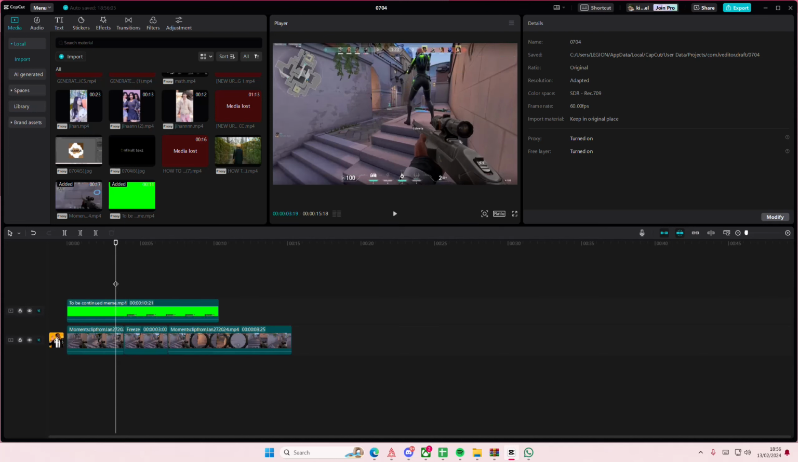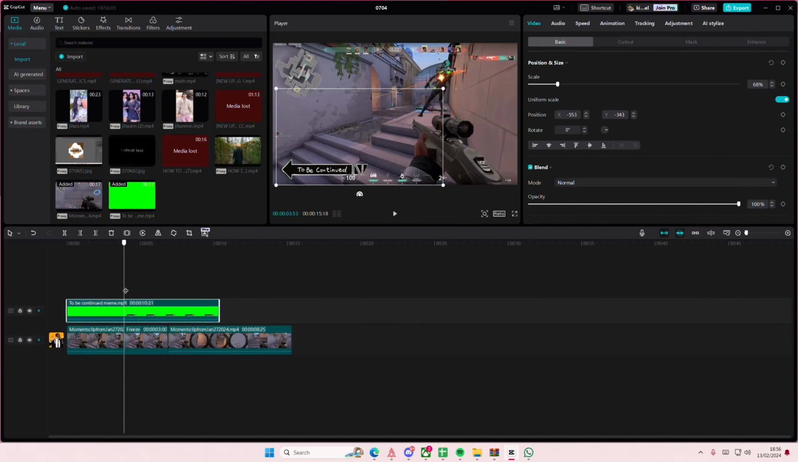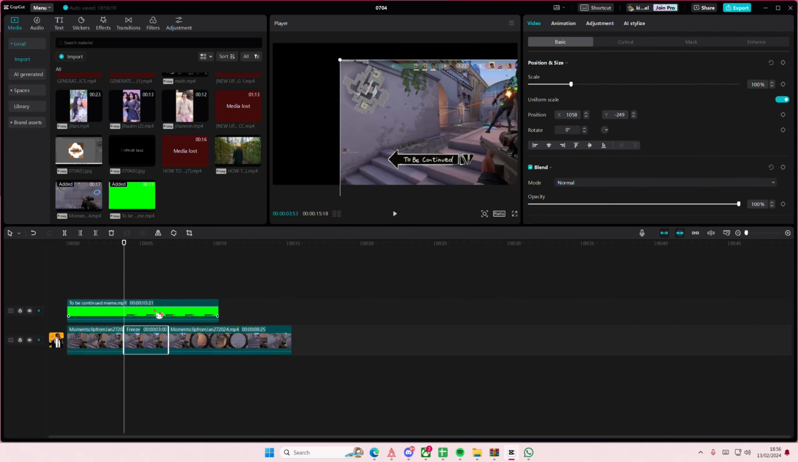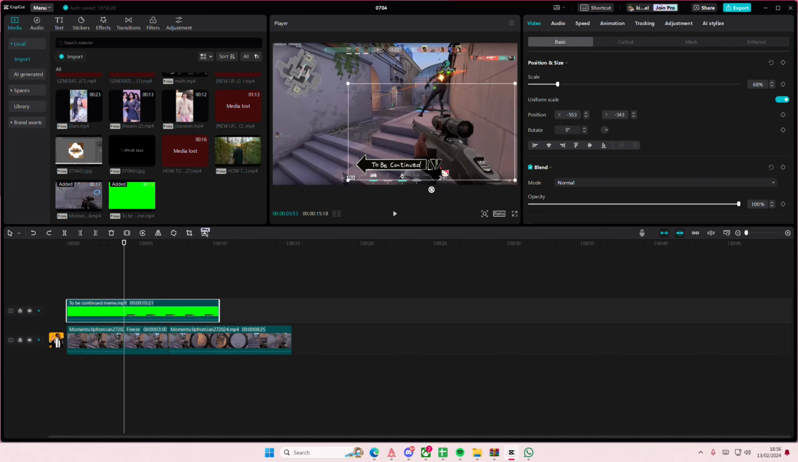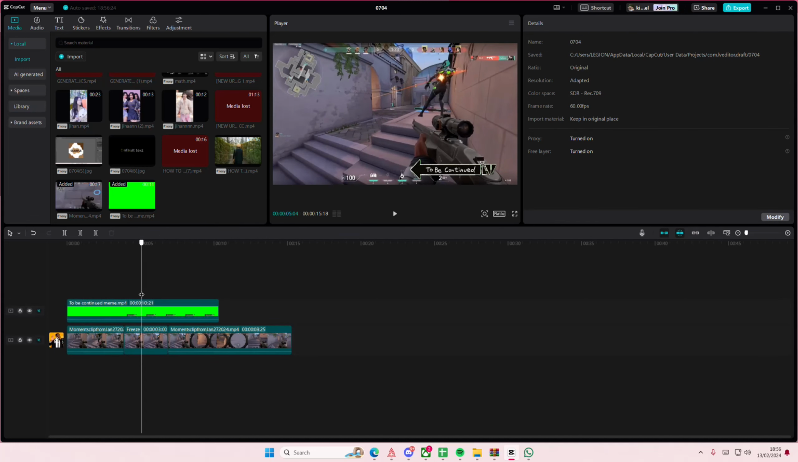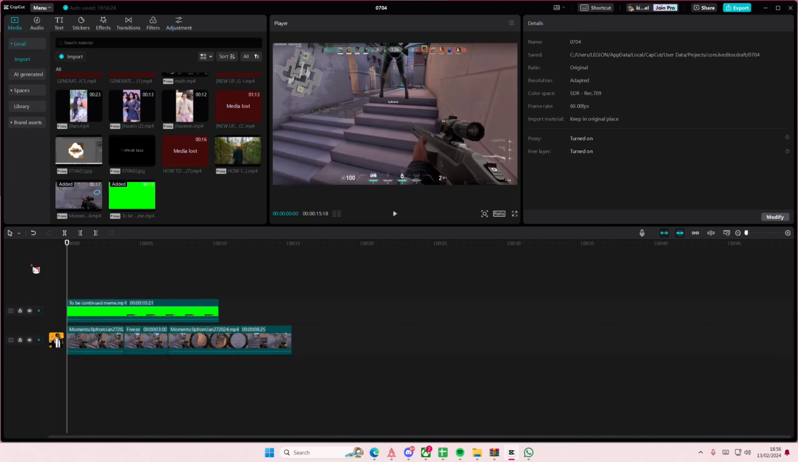My one is actually right where it is, but if it's not, just move it. Actually I'm going to place it on the right side a little bit. Okay, and yeah, that is pretty much it really.